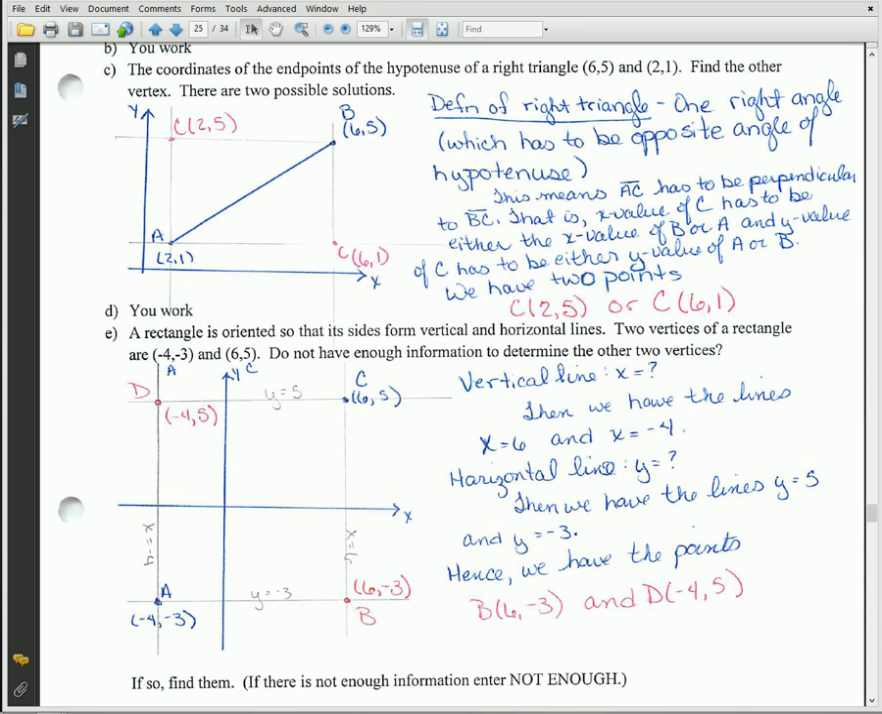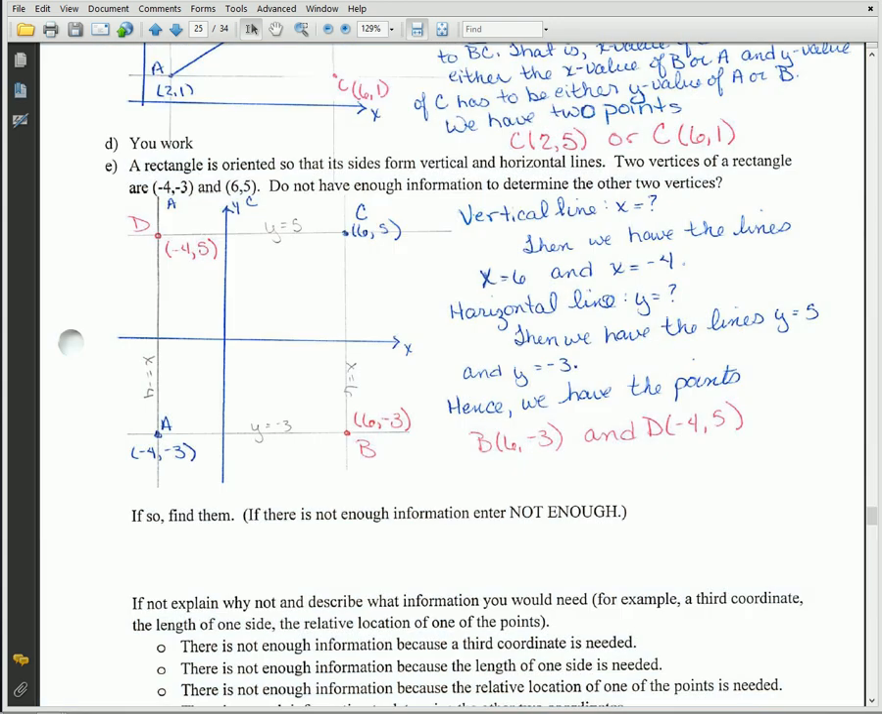The other two possibilities for the other two vertices of the rectangle are the intersection of the horizontal line Y equals 1 and the vertical line X equals 6, or the vertical line X equals 2 and the horizontal line Y equals 5. So the points could be either (2, 5) or (6, 1). Part D, you get to work.